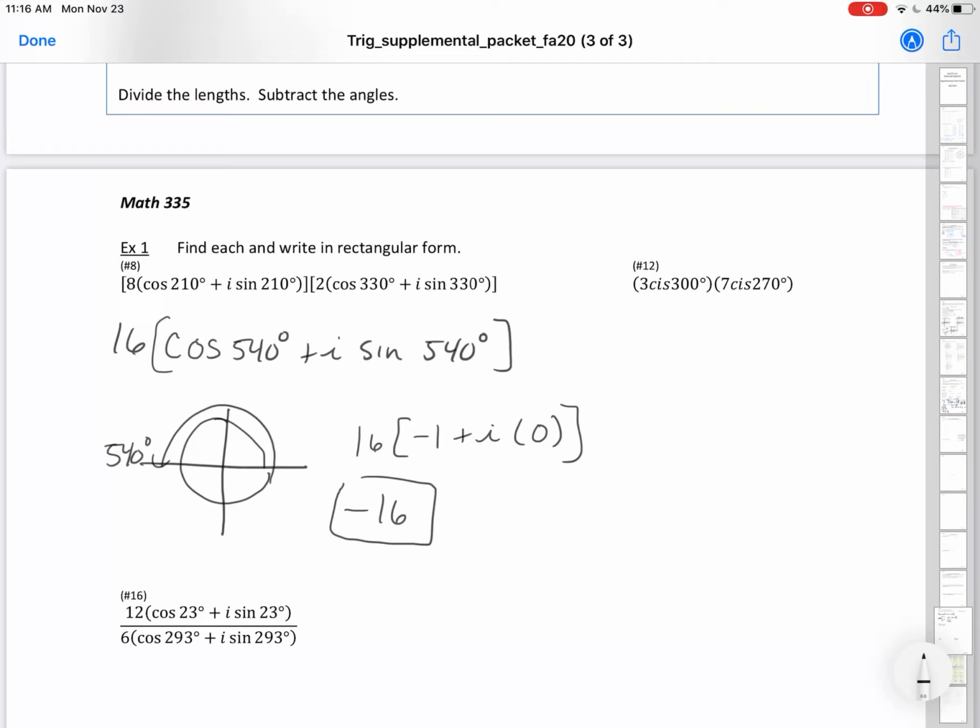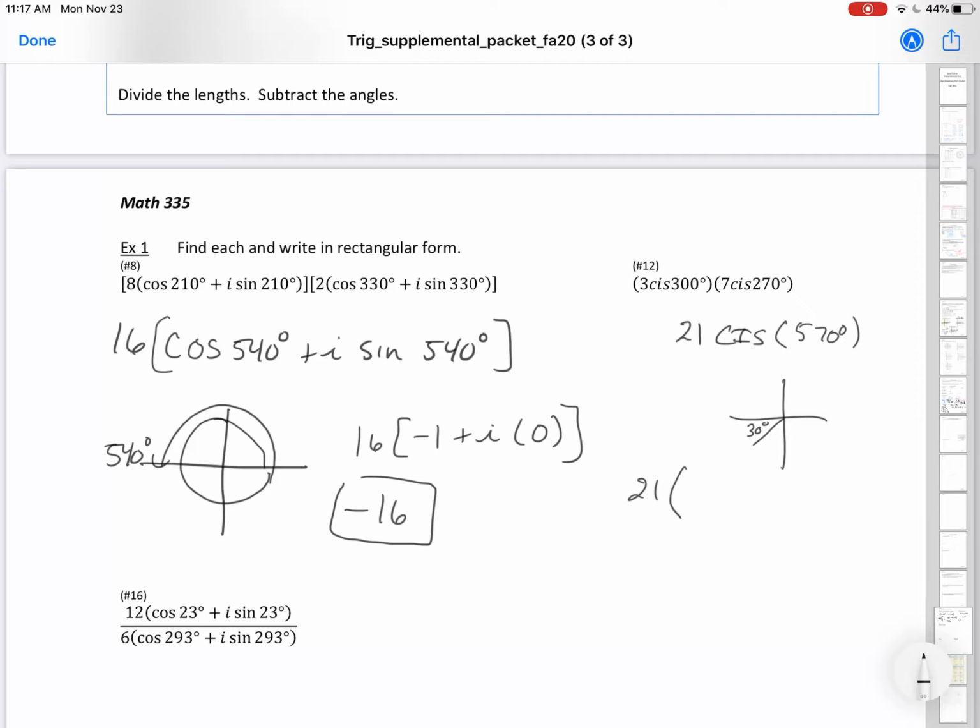Pretty cool. So what's going to happen over here with number 12? 3 times 7, no problem, 21. They choose to use the shortened notation, right? And notice that they're bouncing us back and forth between the notations, which is great. Again, you're welcome to use whatever you want. 300 plus 270 is 570. So then we have to ask ourselves, well, where's 570? Well, we just found out 540 was right there. So 570 is a 30 degree reference angle in that third quadrant. No problem. So that's 21.